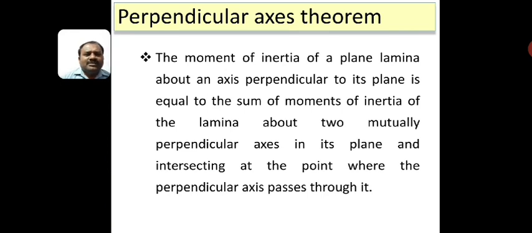So the perpendicular axis theorem states that the moment of inertia of a plane lamina about an axis perpendicular to its plane is equal to the sum of moments of inertia of the lamina about two mutually perpendicular axes in its plane and intersecting at the point where the perpendicular axis passes through it. This is the statement of the perpendicular axis theorem.